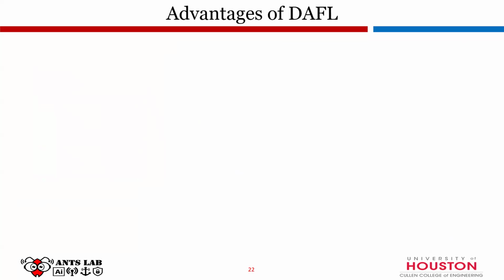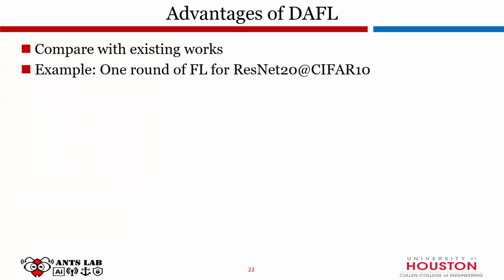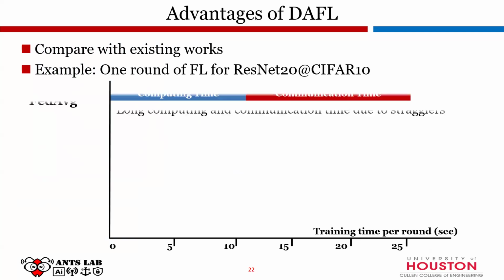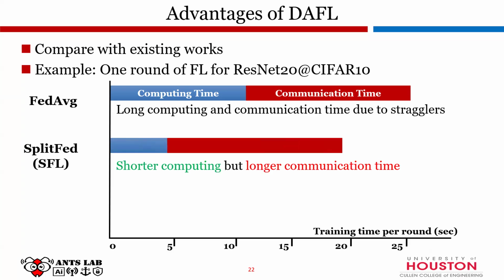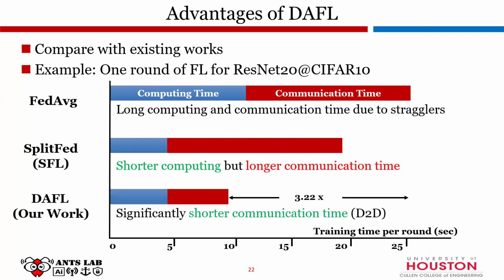To talk about the advantages of DAFL compared with existing works, let's do another example, one round of federated learning. Federated averaging has both a long computing time and a long communication time due to the stragglers. Split learning has a shorter computing time, but a longer communication time due to the constant transmission. However, with the help of D2D transmission, our work is significantly shorter in communication time. So you can see the benefit of DAFL is that it decreases not only the computing time, but also the communication time.